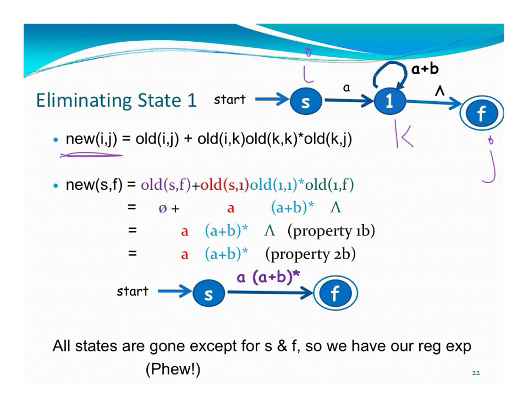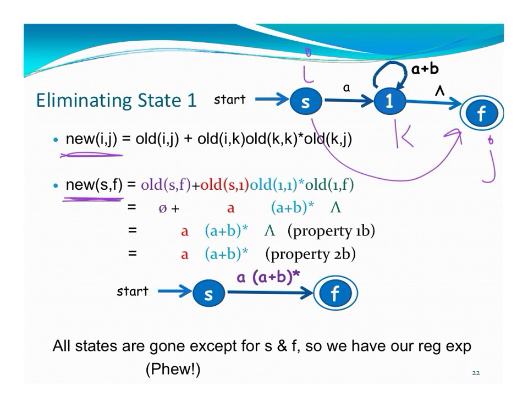So when I try to compute this new IJ, that's actually computing the new SF, right? We're trying to compute what that new arrow is going to be from S to F. And if you just look here at my equations, I take the original, translate it. The old start to finish, well, there didn't used to be any transitions from start to finish, that was the empty set. The old transition from S to 1 is A, because that's what we just set up. The old transition from 1 to 1, oh, well, now there is one there, that's A plus B, and we have to star that. And the old transition from 1 to F was a lambda, so we put that there. And we multiply it through, we simplify it, and we get A times A plus B starred.